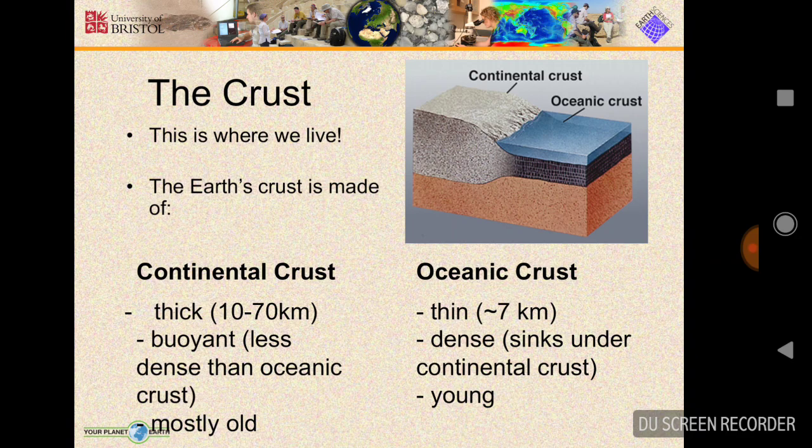Remember that the continental crust is the thicker crust. It's less dense than oceanic crust. Oceanic crust is the thinner crust. It's more dense than the continental crust. And it's young because of rifting, but we'll talk about that later.